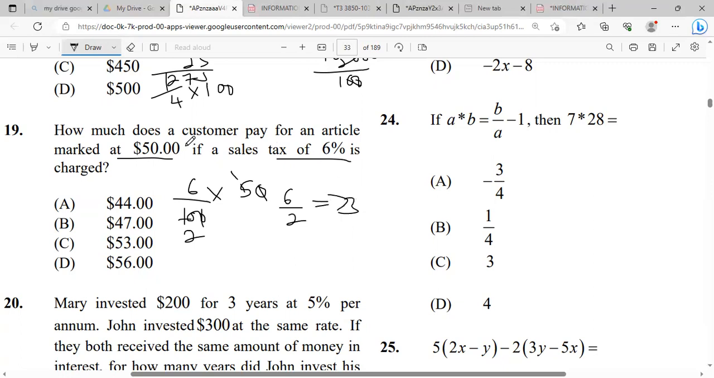So we know it's a tax, so it increases the price. More taxes coming in Jamaica, guys.